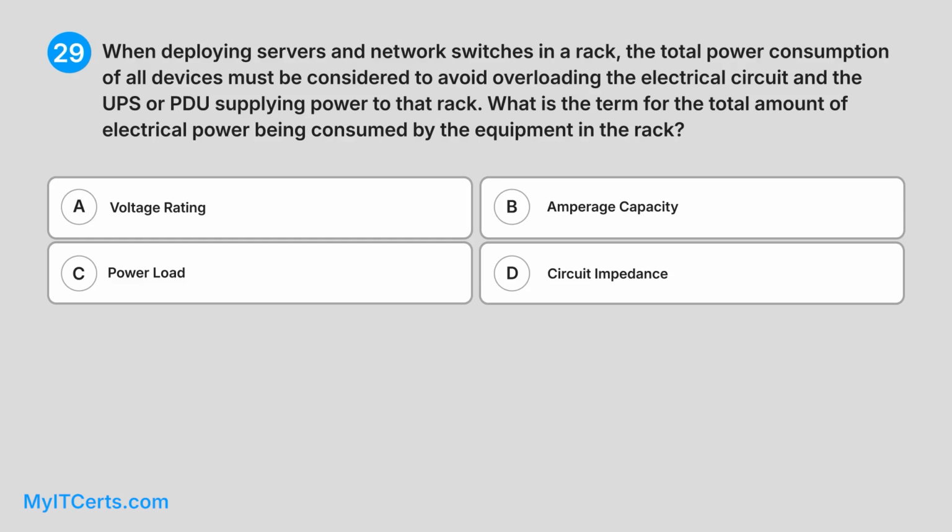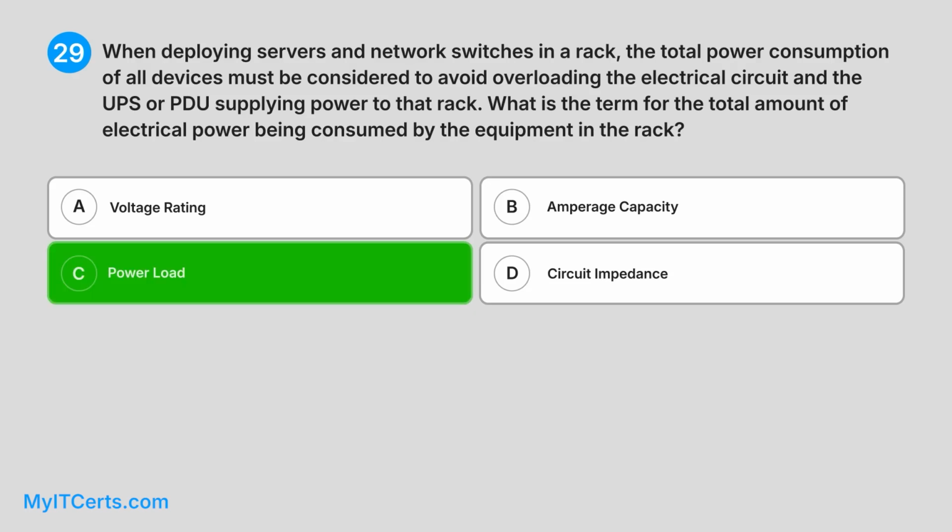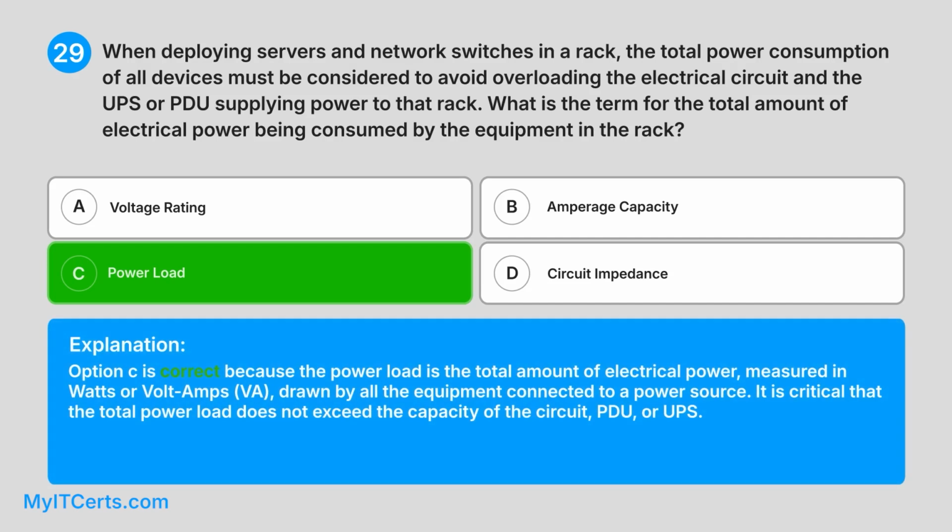Correct answer, C. Power load. Explanation. Option C is correct because the power load is the total amount of electrical power, measured in watts or volt amps, VA, drawn by all the equipment connected to a power source. It is critical that the total power load does not exceed the capacity of the circuit, PDU, or UPS.